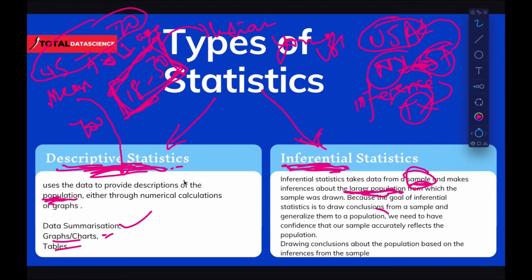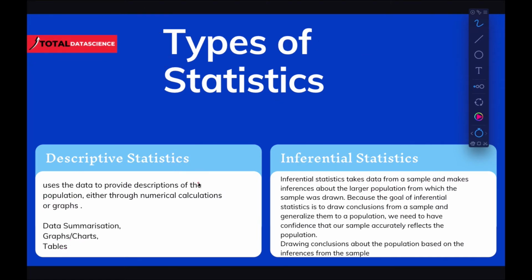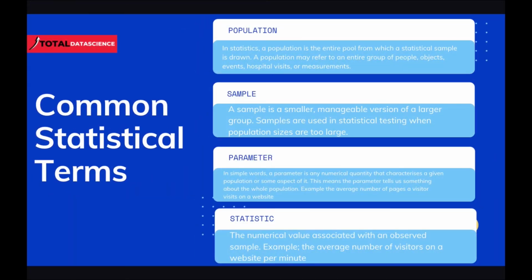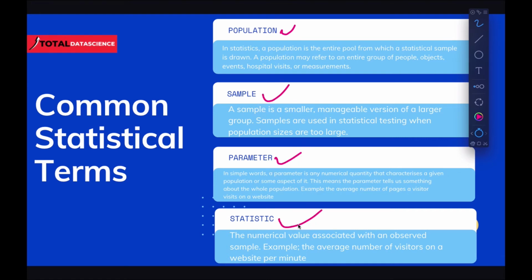Having gotten to know this, we are going to proceed from here and talk about the various common statistical terms that we're going to meet over and over again as we proceed in this course. So let's get started. Over here we're talking about population, sample, parameter, and statistic. We were talking about sample and population earlier when we discussed descriptive and inferential statistics, so let's get to know this better.